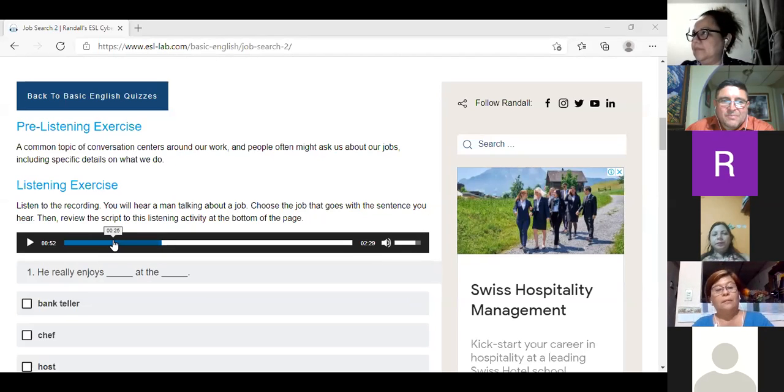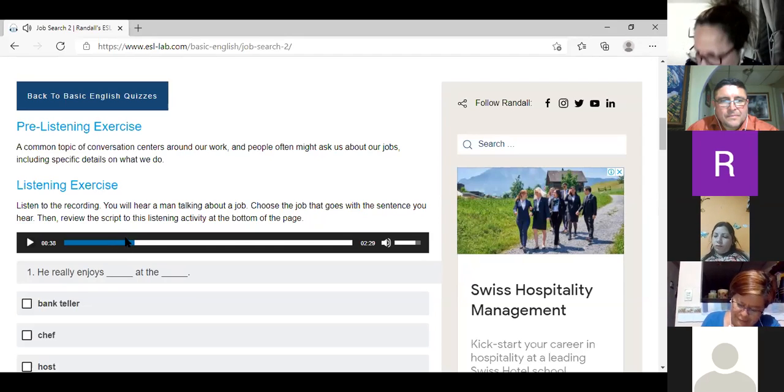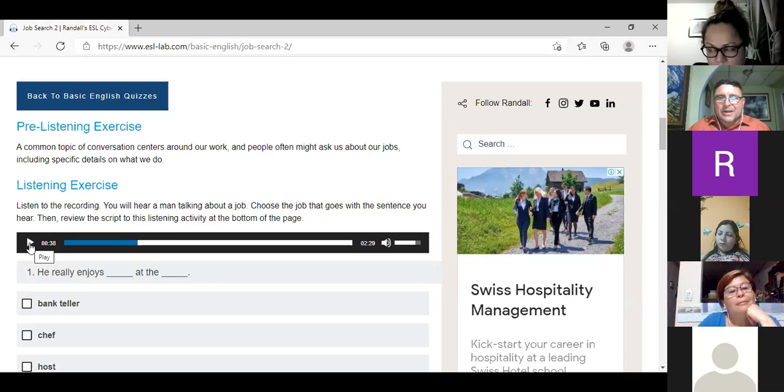Let's see number 3. Let's see if we can identify it. Number 3. I now work downtown at a bank using software programs to manage their financial records. Who managed to understand? One more time, listen. I now work downtown. At a bank using. Using software programs to manage their financial records.